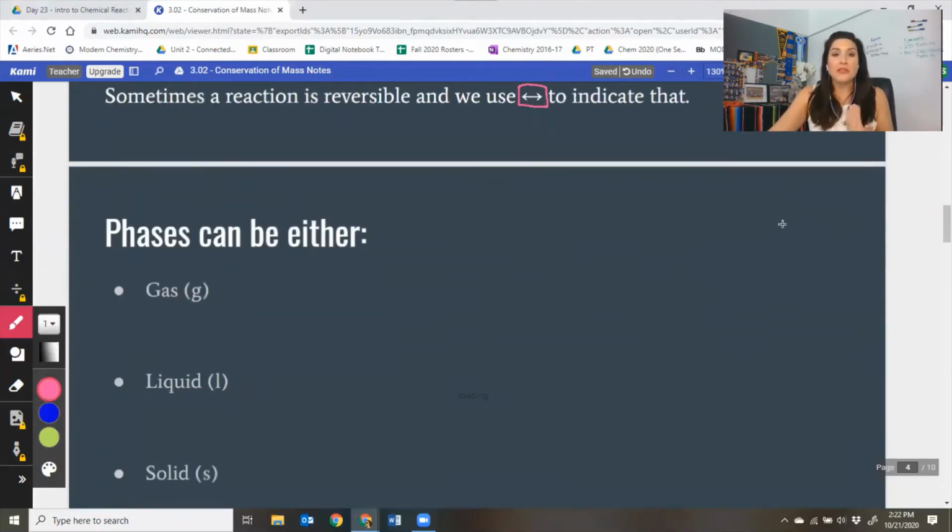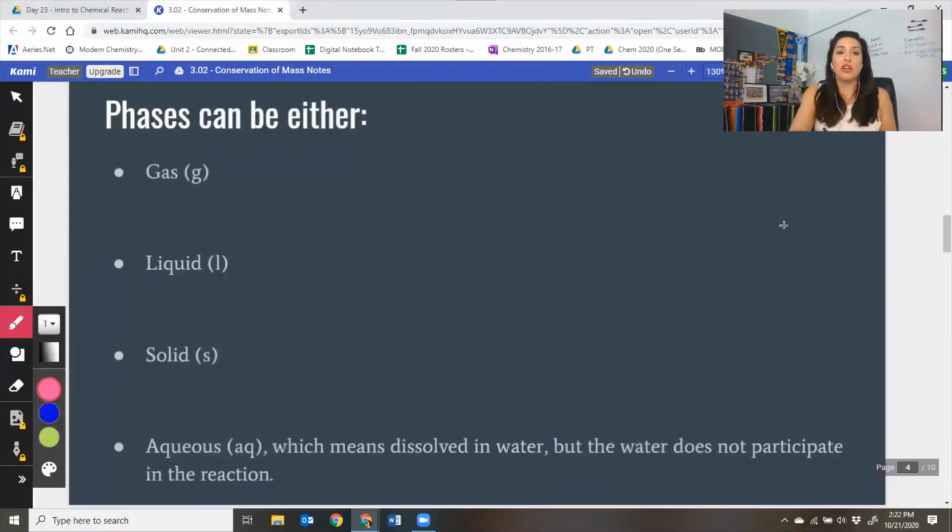So phases, we talked about these phases. They are included in parentheticals right there next to the compound in question. Gas is with a lowercase g. We have to make sure that we don't use an uppercase here because the uppercase means something completely different. Liquids are lowercase l's, and solids are, as you can imagine, lowercase s's.